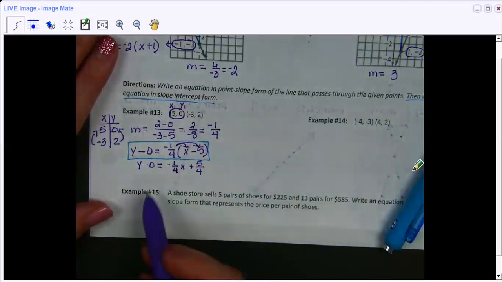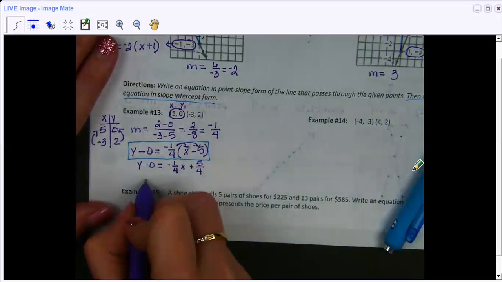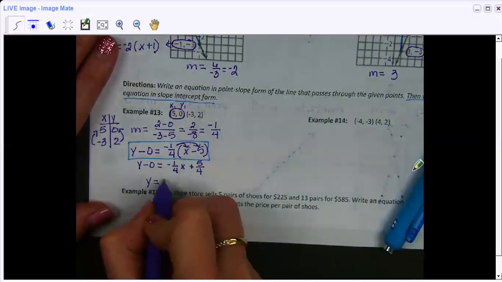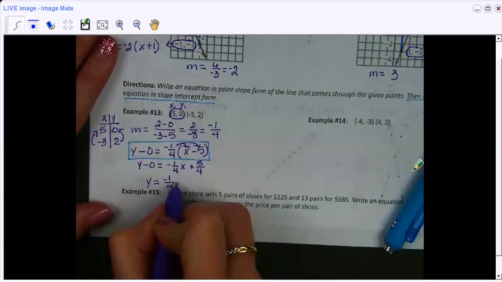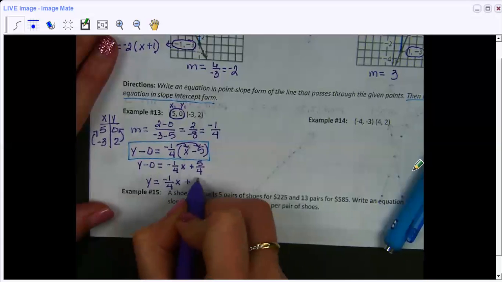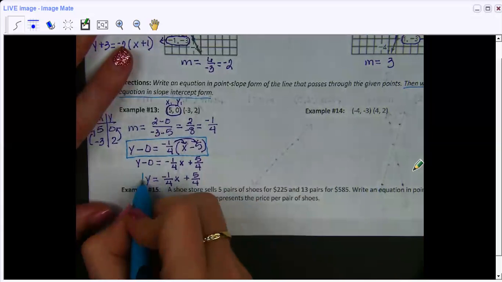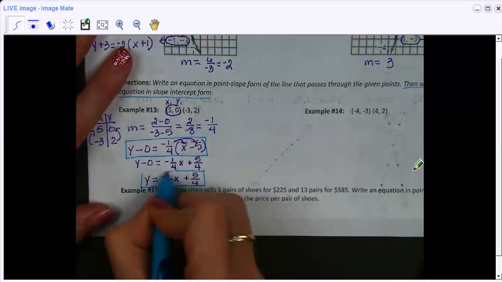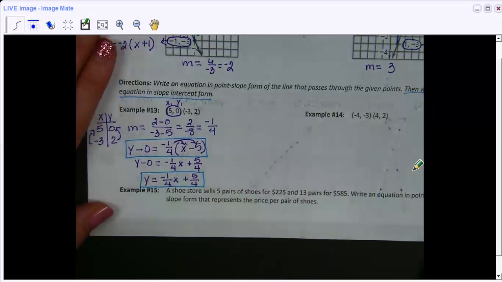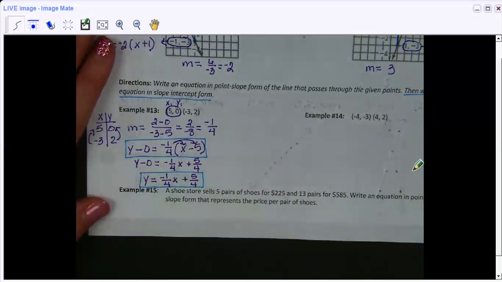All right, now I'm going to finish this off. I could just get rid of the 0. Normally we would add whatever this was to the side, but since it's 0, we don't really have to do that. So our final slope intercept is y equals negative 1/4 x plus 5/4, and this is the rest of the answer. Okay. So this one then. Yes.